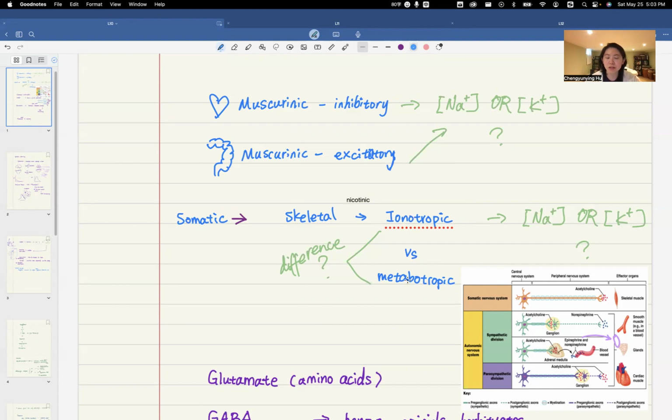And metabotropic is when something binds to the receptor and it has to have something to move and signal the channel on the membrane. The channel and the receptor are not the same protein. And on skeletal muscle, we know that it's always excitatory. And like I said earlier, if it's excitatory, it's always sodium. So it's a sodium channel on the skeletal muscle.